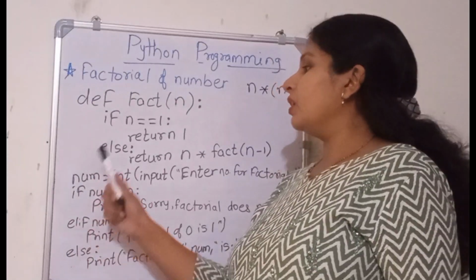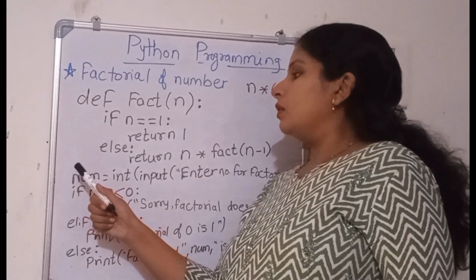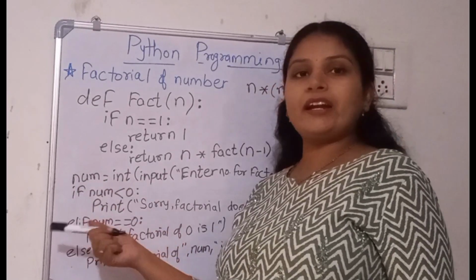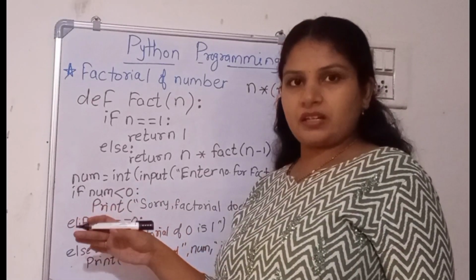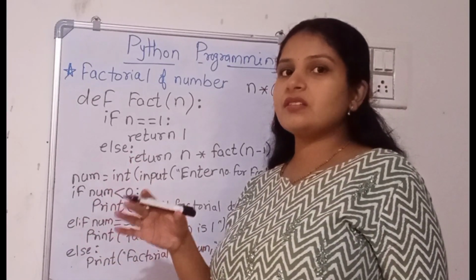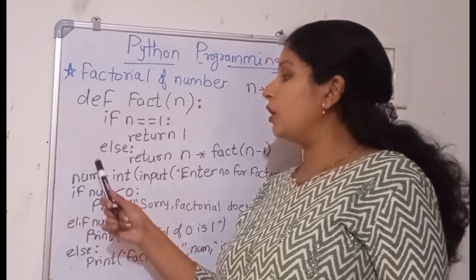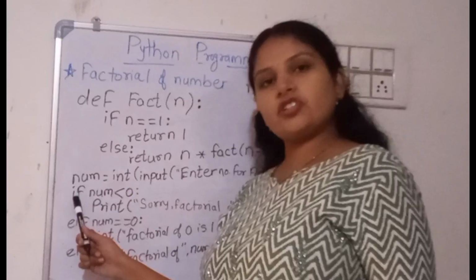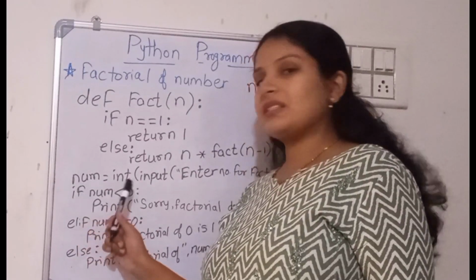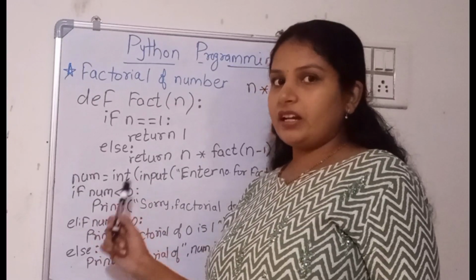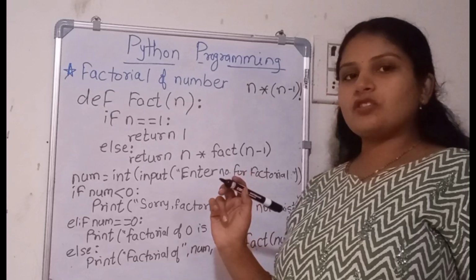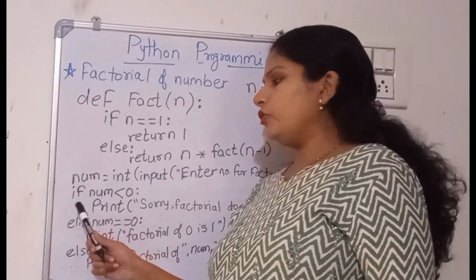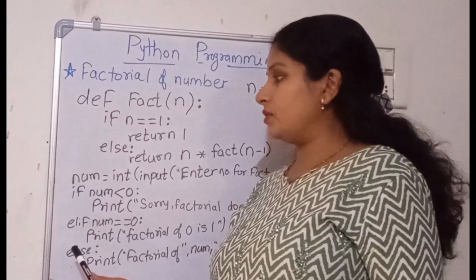Because either of the conditions will be true only. Then suppose the user enters a negative number here. Suppose the user enters -10. Now factorial of a negative number is not possible. So first we are checking the condition. First condition, if num is less than 0. Yes, it is. So just print the message, sorry, factorial does not exist. And then you are not checking the remaining ones.